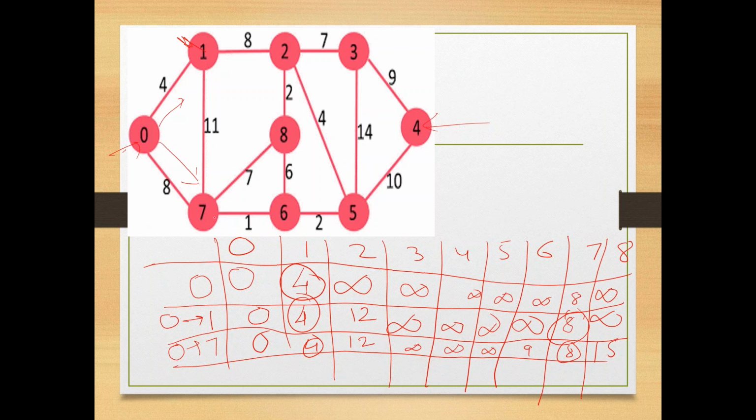Now moving on to the next. With node 7, you can reach the smallest, select the smallest one from here. Smallest one will be 9. Okay, from 0 to 7, now we are going to node 6.